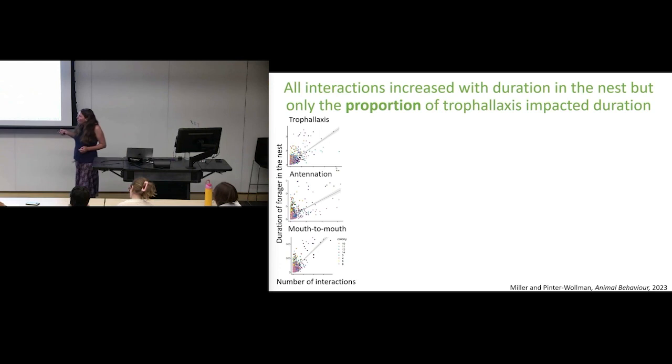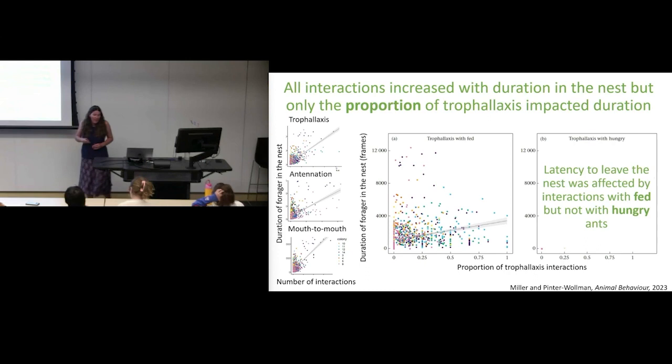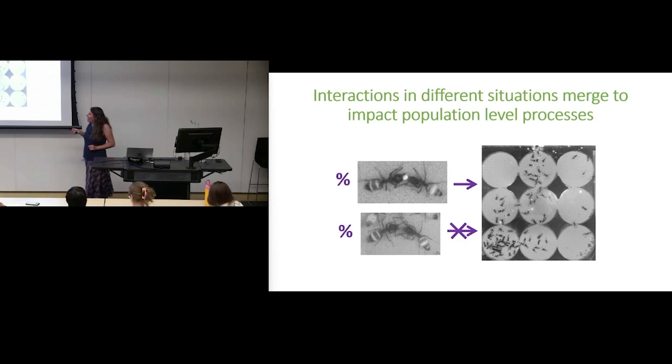And so as expected, we found that the more time a forager spent in the nest, the more interactions it had. But when we looked at the proportion of the different types of interactions, the only interaction that mattered was trophallaxis. And it didn't matter if she did trophallaxis with an ant that was already fed or an ant that was hungry. The proportion of trophallaxis determined the duration of the forager in the nest, but not the proportion of other interactions. And latency to leave the nest was influenced by interactions with fed ants, but not with hungry ants. So it's not just the type of interaction, but who you interact with. So we can already see evidence of different types of interactions influencing collective behavior differently, because we're considering the proportion of them rather than just the actual number.